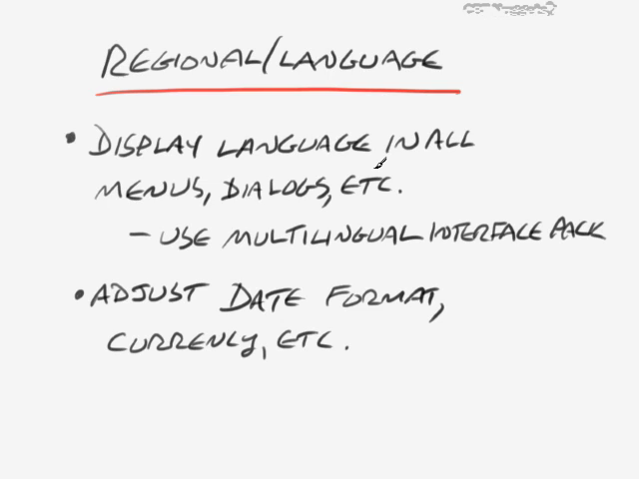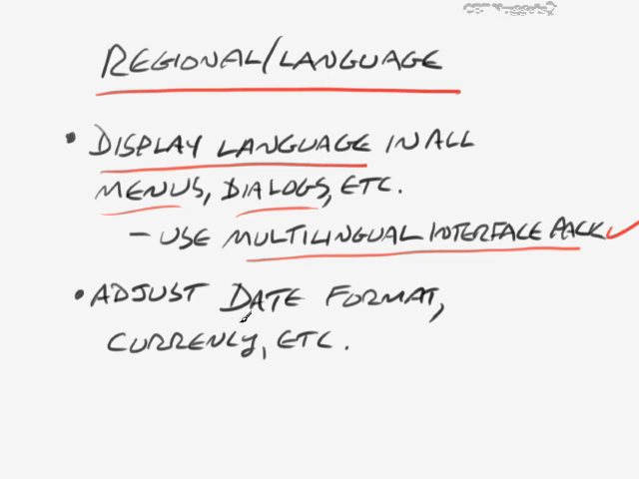What this can do is give you a different language that appears in the interface. Now, if you want to display some other language besides English in all the menus and dialogues, then you may need to get the multilingual interface pack. You can get that from Microsoft for a number of different languages, most of which I've never even heard of, quite honestly. Some of them seem to be kind of obscure. You also have the ability to change the date format, currency, things of this nature.